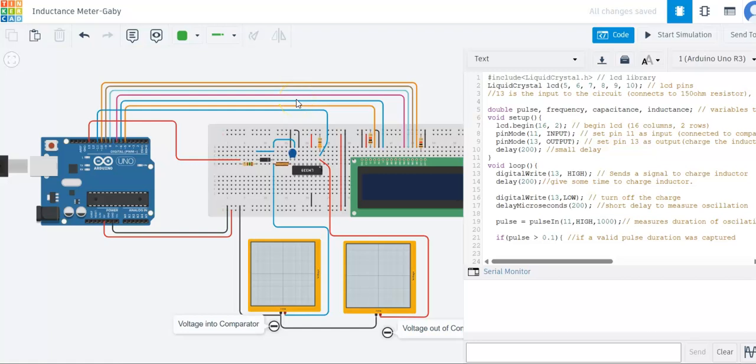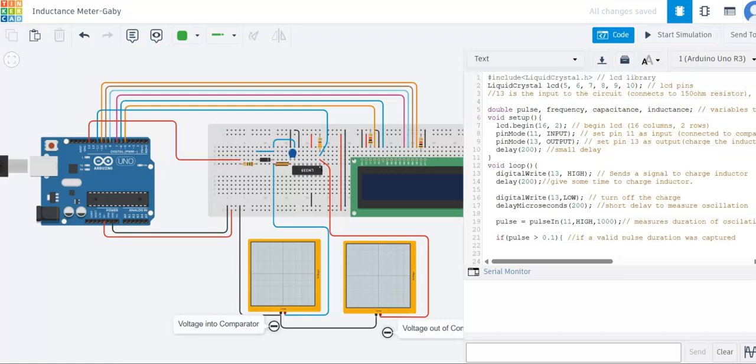So this is our inductance meter simulation. I'll first be going over the code and then the component, and after I'll run the simulation. But our goal with this circuit is to find the unknown inductance value using the LM339 chip, or the comparator chip, to measure oscillation.